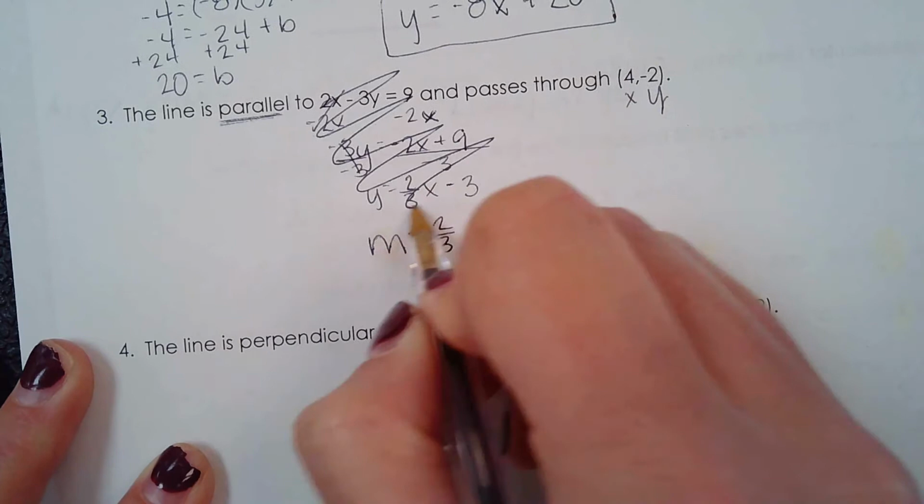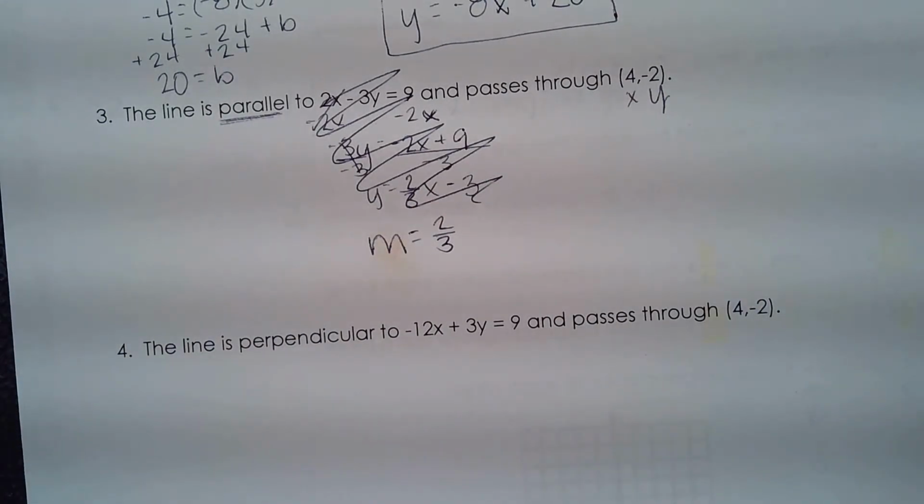So mark it out. Don't look at it anymore at all. All we did was get your slope. We've got that. m equals 2 over 3.